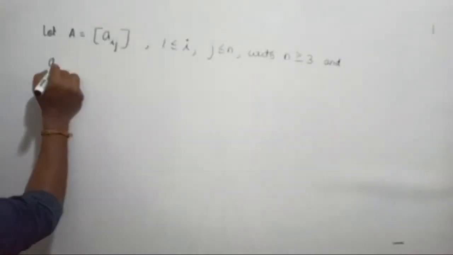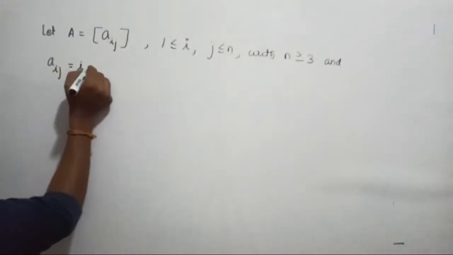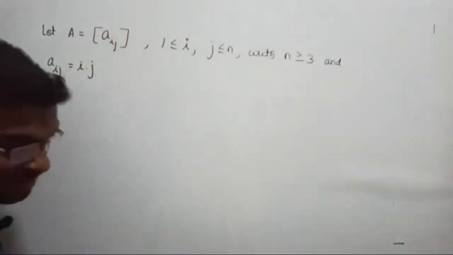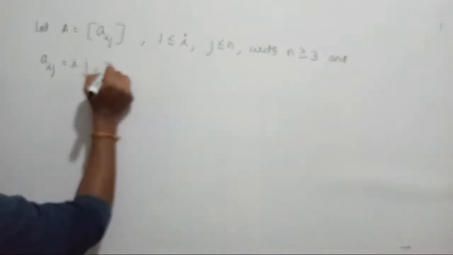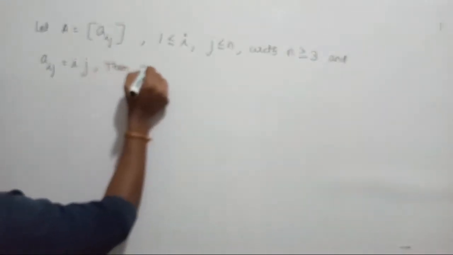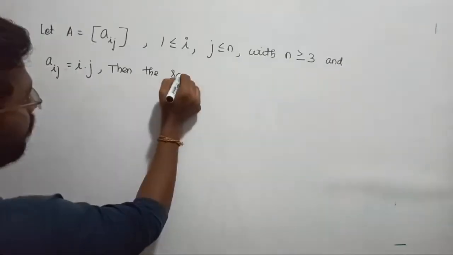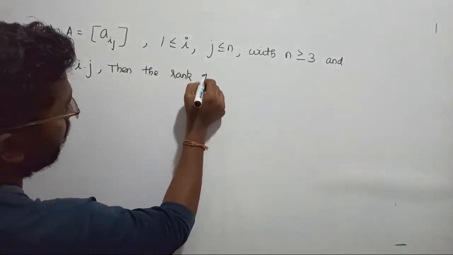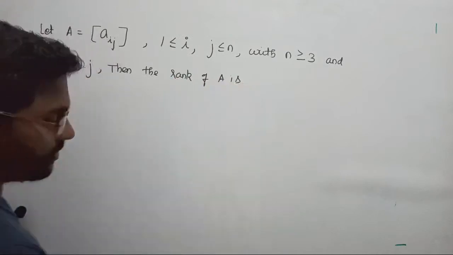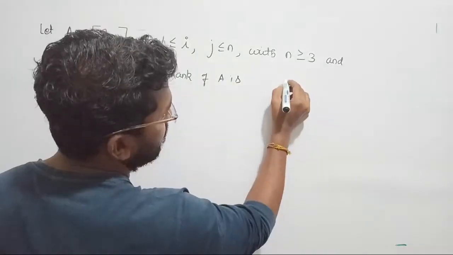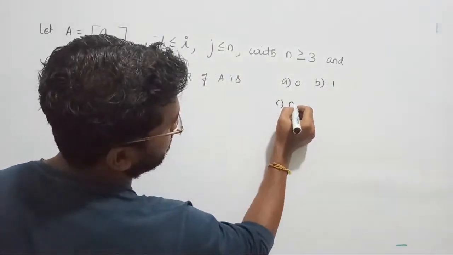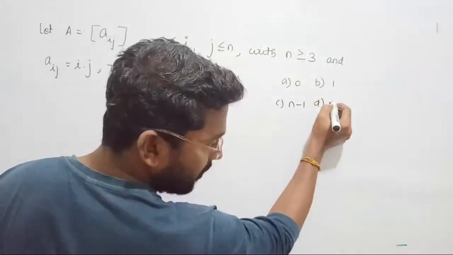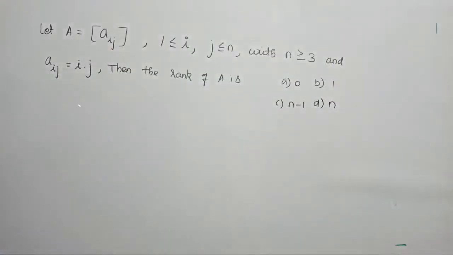அவங்க என்ன சொல்றாங்கன்னா Aij அப்படிங்கிறது i dot j தான். நான் இங்க தப்பா ஒரு ஆன்சர் எழுதல, that is correct only. Aij, then the rank of the matrix A is what? Rank of A is dash. They said 4 options, that is option A is 0, option B is 1, option C is n minus 1, option D is n. Okay, fine. Shall we proceed further?